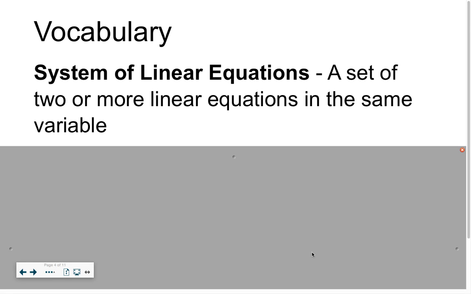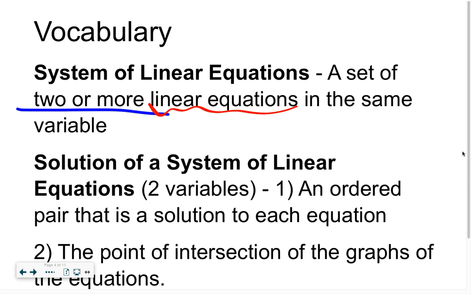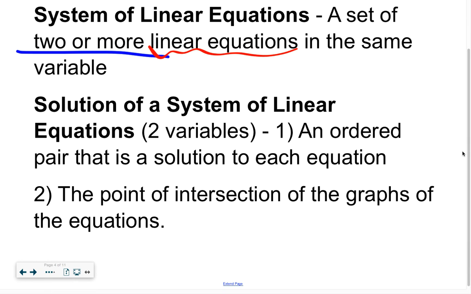A system of linear equations is a set of two or more linear equations in the same variable, like we saw yesterday with our 5-1 lab. Our main goal is not just to see two equations at once, it's to find the solution. The solution is an ordered pair that works for each equation, or like we saw yesterday in our lab, we're looking for the point of intersection between the two graphs. We talked about it as the break-even point yesterday, but today we're just looking at it as the intersection point.